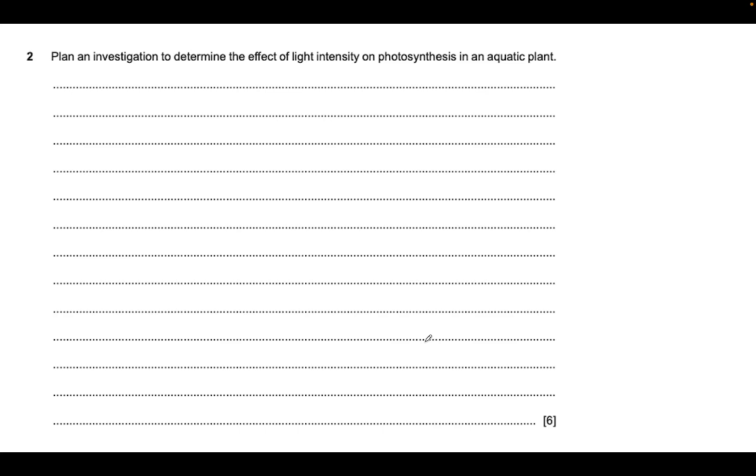Now, the question I want to take more of my time on is this one, because this is a random question which is always there. And we should always get 6 out of 6 in this because it is very easy. It is a repeated question, and it is one of the questions that you come into our paper knowing that this one is coming. So, plan an investigation to determine the effects of light intensity on photosynthesis in an aquatic plant.